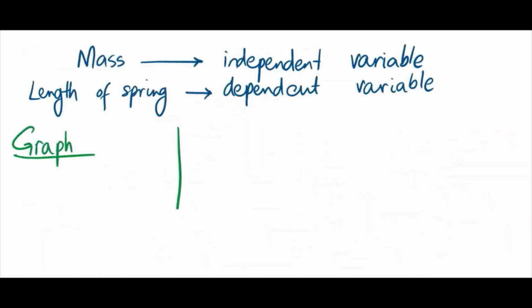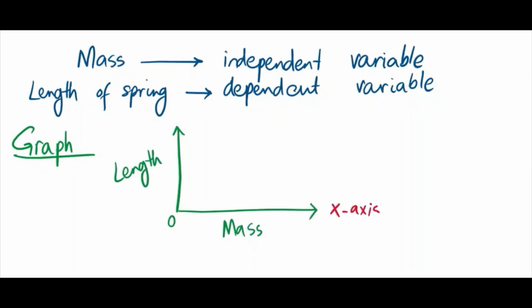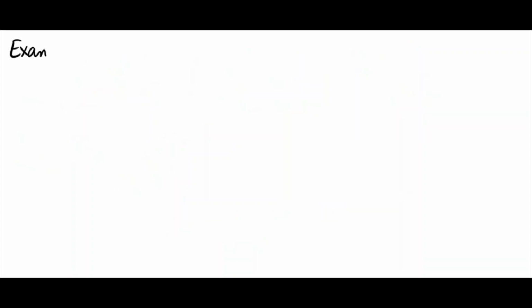We can plot a graph. So draw the two axes, mass versus length. I'm going to put mass, the independent variable, on the x-axis and the length, the dependent variable, on the y-axis. Let's take a look at an example.